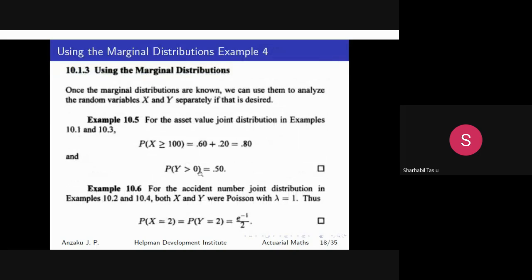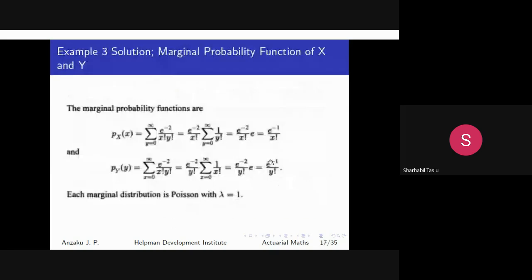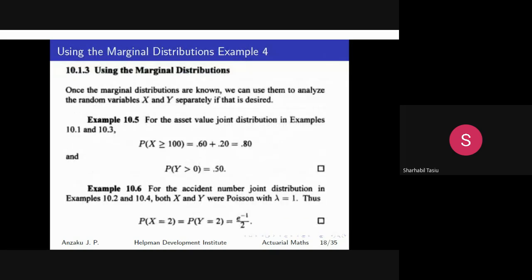So this gives us 0.80. And then for the probability of Y greater than 0, strictly greater than 0, let's go back to the table to be clear. Strictly greater than 0, so we are considering everything that is more than 0. So everything here: 0.15 plus 0.33 plus 0.02, which gives us 0.50. I believe that is clear and straight to the point.